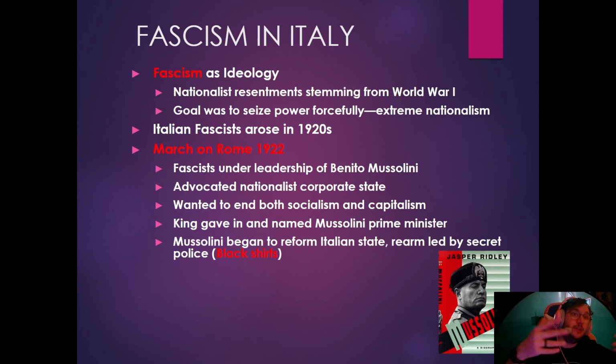And due to all of this political upheaval and all of this movement and protest, the king actually gave in and named Mussolini the prime minister. Mussolini immediately began to reform the Italian state. Any opposition was removed by his secret police, known as the Black Shirts, and it really pushed toward this authoritarian regime. They go from a monarchy with some government to one guy in charge with fascism, and it's this big movement.